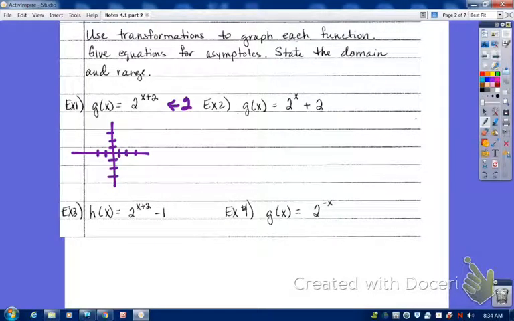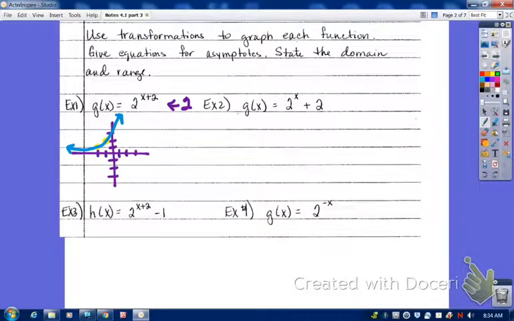And remember, we picked 2 points that we're going to move around to sketch the graph out. That first point was 0, 1, so it's going to go to the left 2. And then the other point was 1, 2, and it's going to go to the left 2. If we move left or right, our horizontal asymptote does not change. It's still the x-axis.